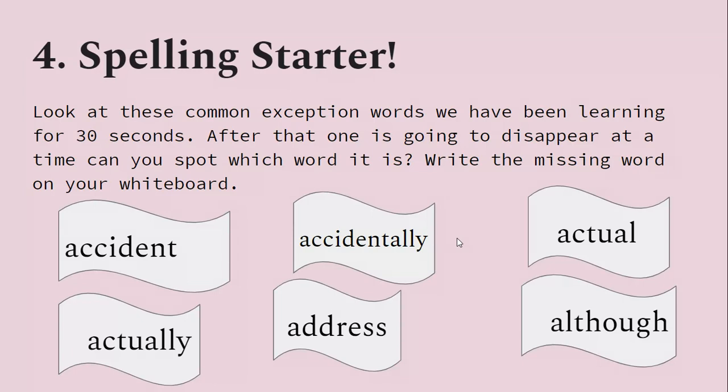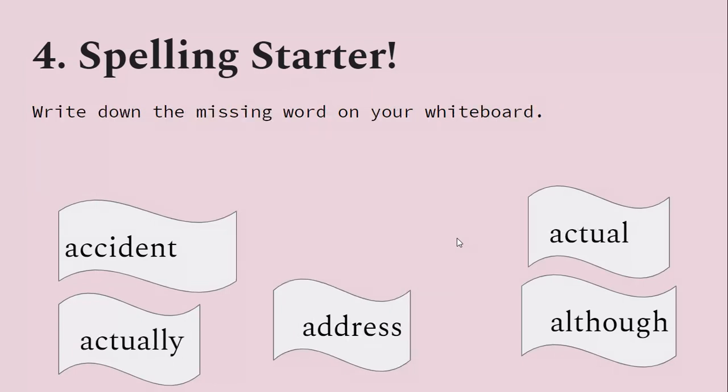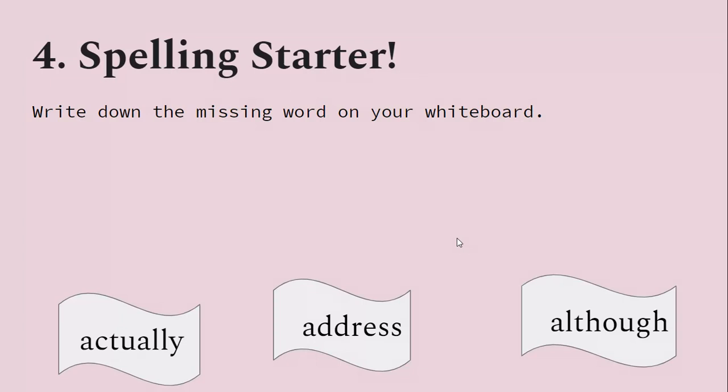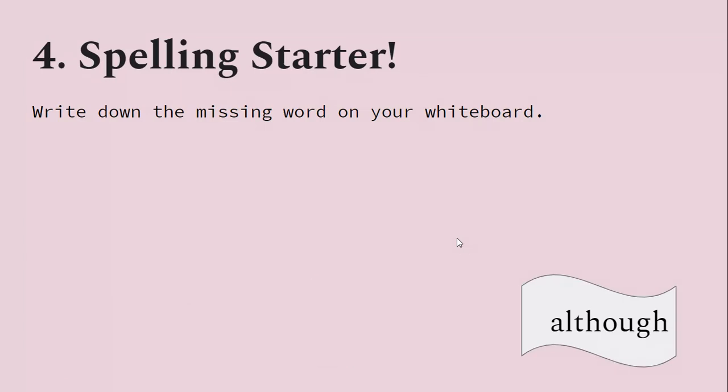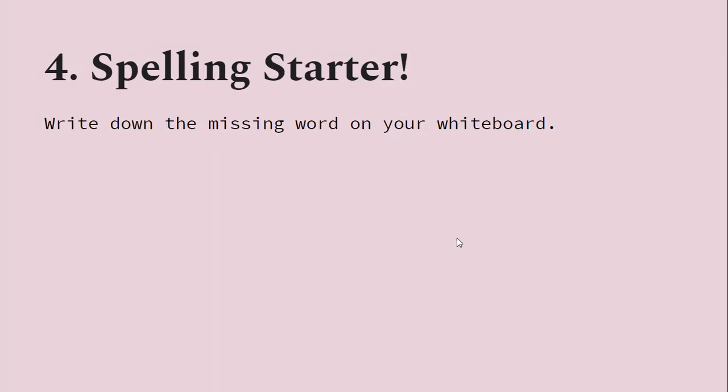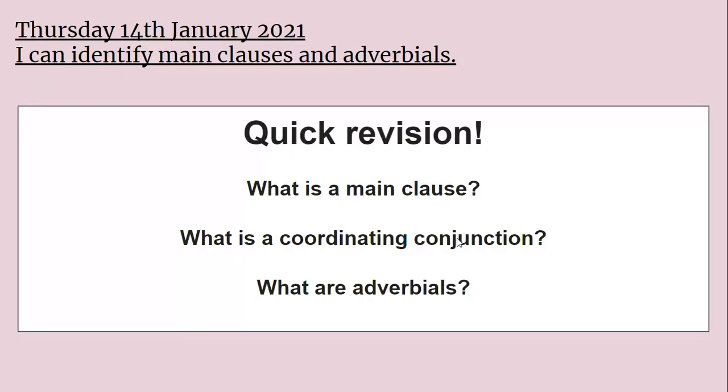After this teaching video, you can time yourself for 30 seconds, and all you need to do is press enter. Every time you press enter after 30 seconds, a word will disappear. What is the missing word? And you're just going to keep going. Hopefully you've written all 6 of those words onto your whiteboard.